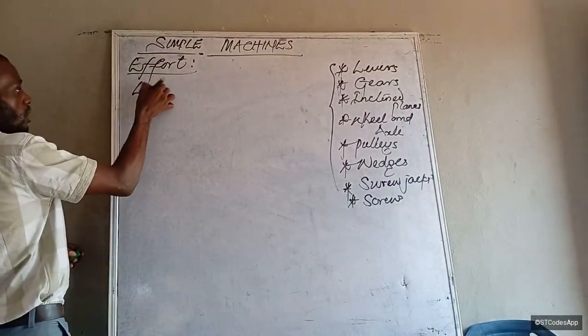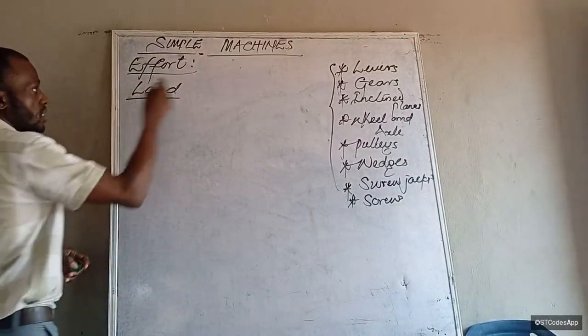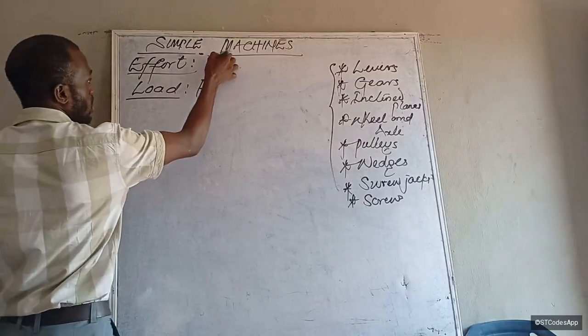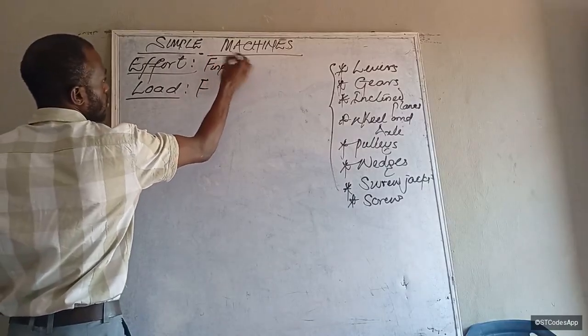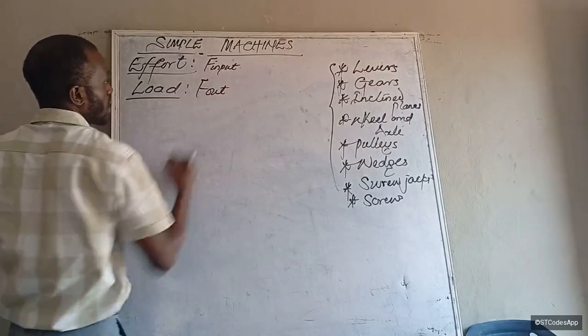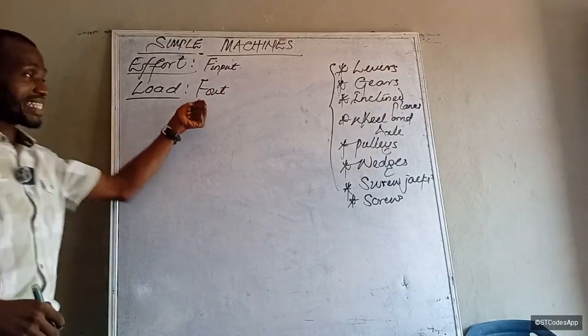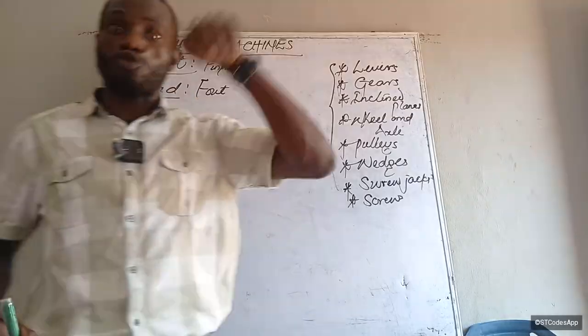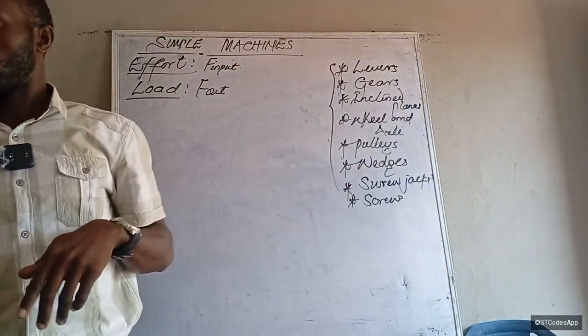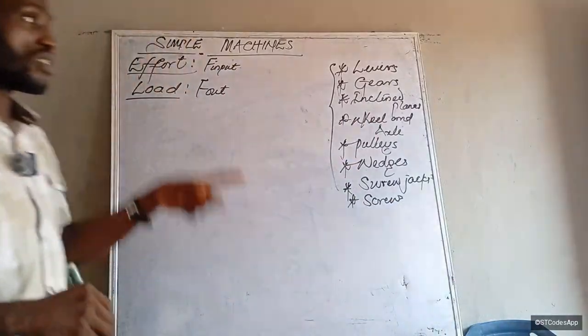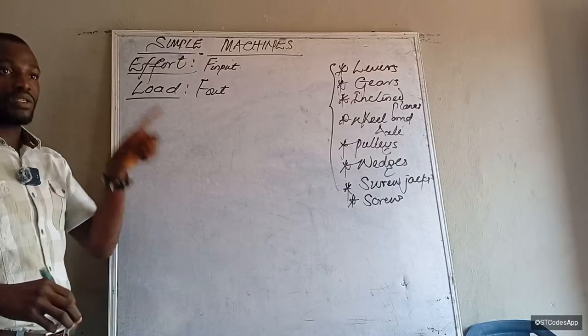Then, what is now the load? The load is the force output. Here is a force input, and the load is the what? Force output. So that is the force that is to be overcome. Exactly. The load is the force that is to be overcome.